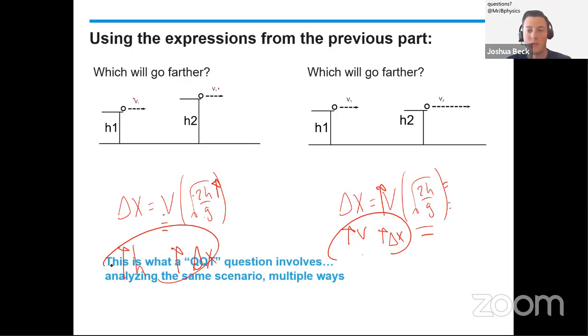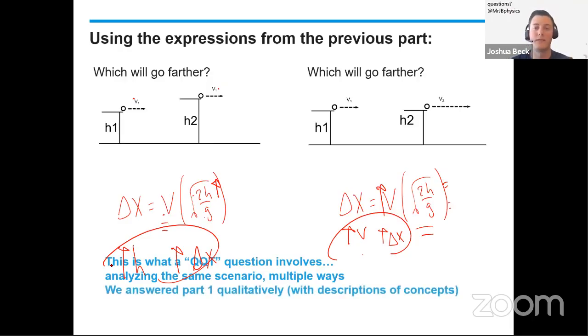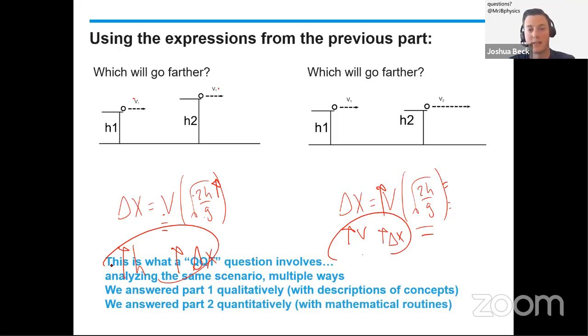This is basically what a QQT involves. All right, analyzing the same scenario in multiple ways. In part 1, I had you explain it. We talked about in words, we explained why one of these went further than the other. In part 2, it's more of a quantitative analysis. If there were numbers, I may have calculated some numbers. I didn't need to in this case.